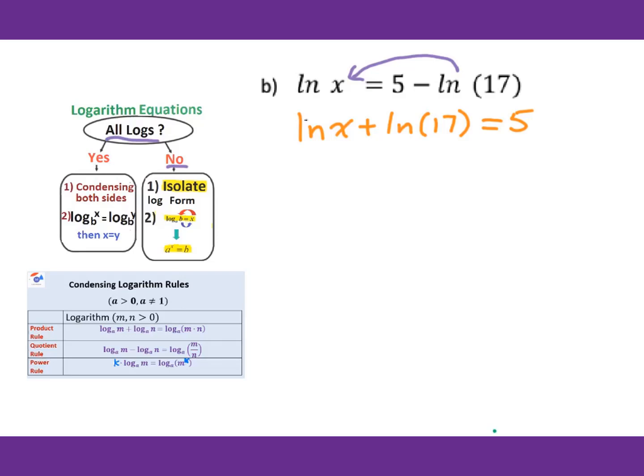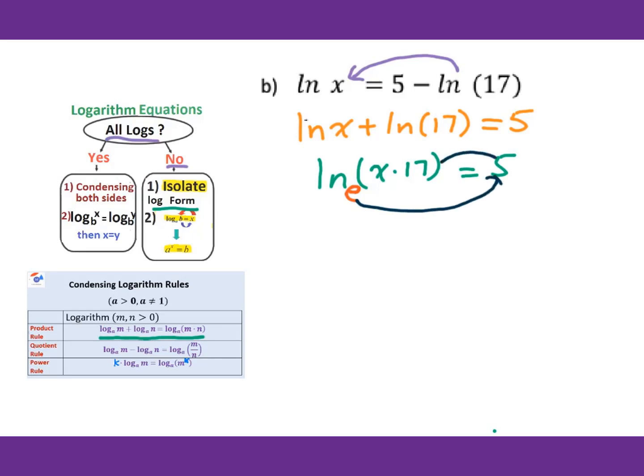Then condensing the log on one side. This is the formula for condensing the log. So we got natural log of x times 17 equals 5. Then change this logarithm function into exponential form. Base is e for natural log. So we get e to the 5th power equals 17 times x.